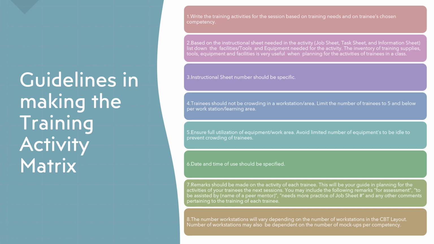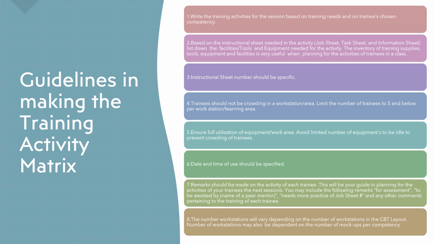So number three, instructional sheet number should be specific. Number four, trainees should not be crowding in a workstation area. Limit the number of trainees to 5 and below per workstation or learning area. Especially we are focusing here is the skills development so that we can manage it. Okay, so it will be manageable in the part of the trainer. Number five, ensure full utilization of equipment or work area. Okay, avoid limited number of equipments to be idle to prevent crowding of trainees.